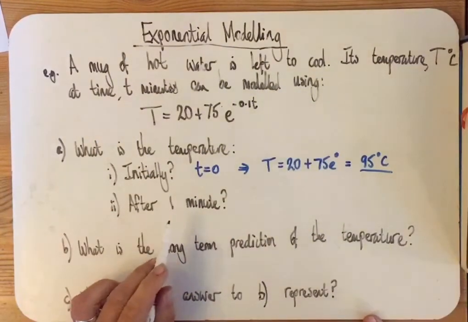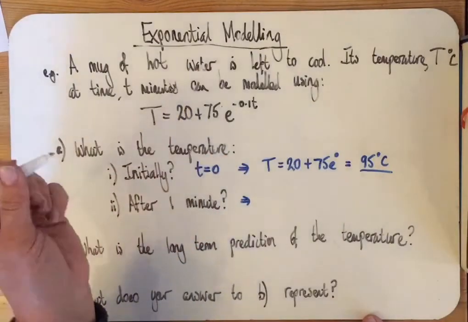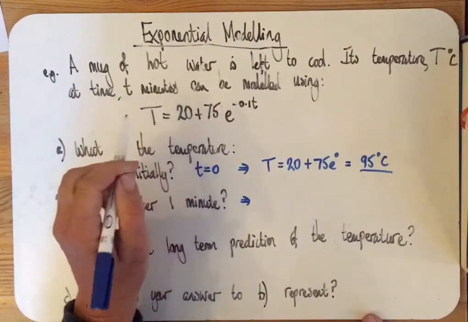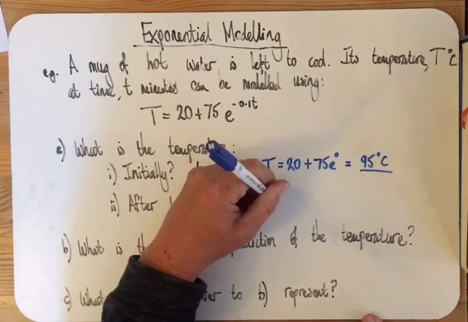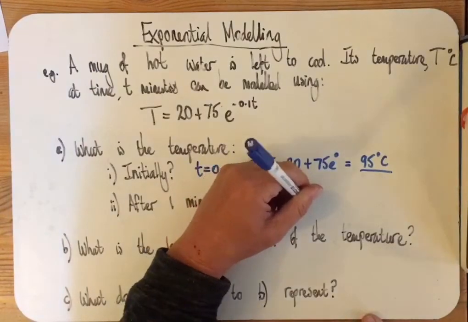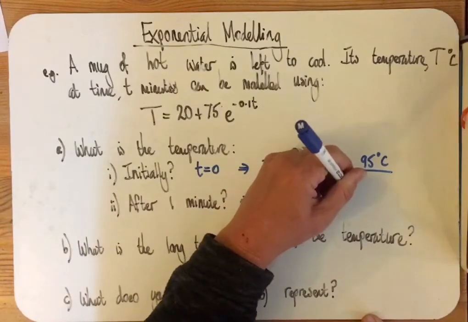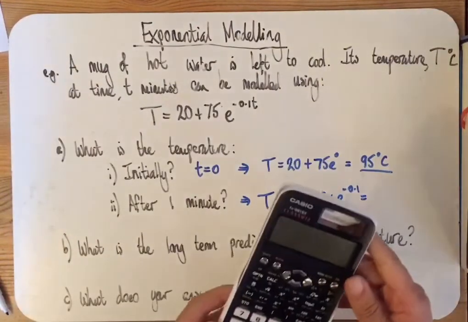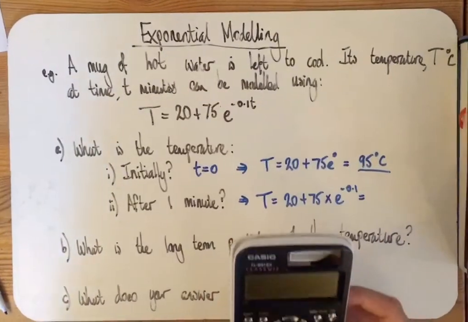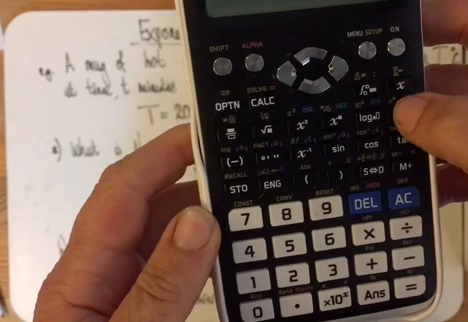Temperature after 1 minute. So I'm going to let t equal 1 because t is defined in terms of minutes. Just check your units match, because sometimes they try to trick you out with stuff like that. So it's 20 plus 75 times e to the negative 0.1. So you can chuck that into your calculators. If you haven't found the button for e to the x, it's there above the natural logarithm button. We'll do natural logarithms in a bit.